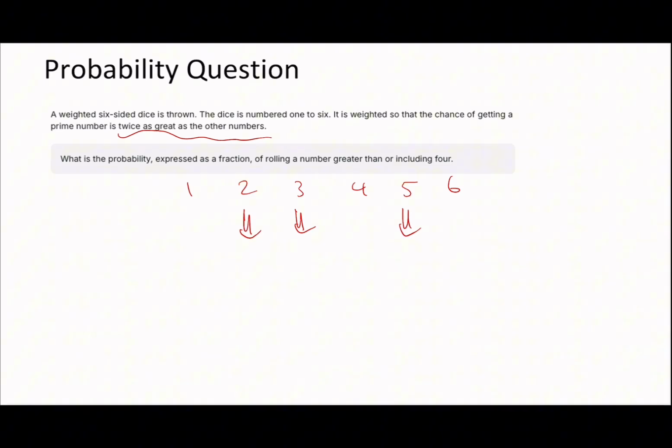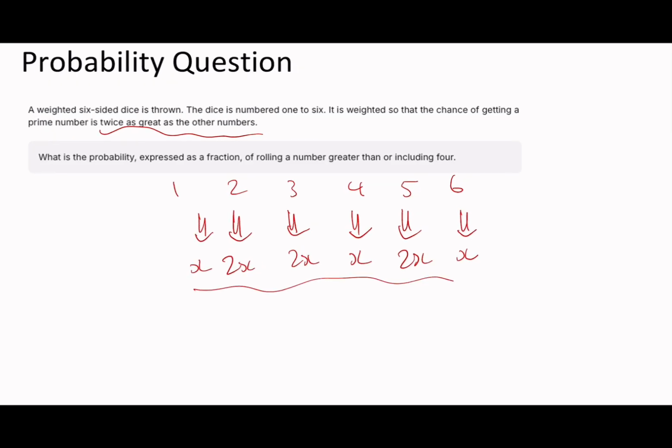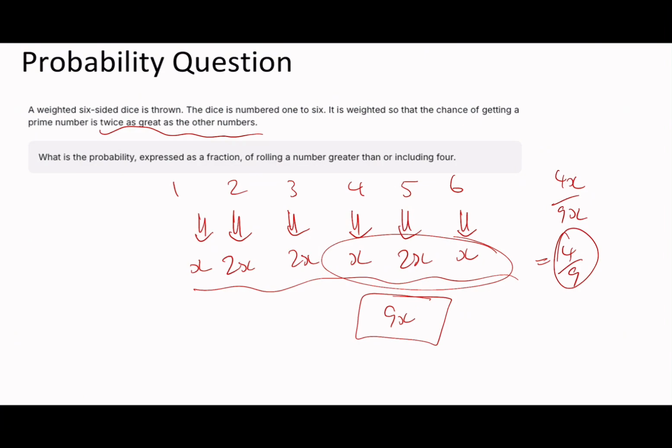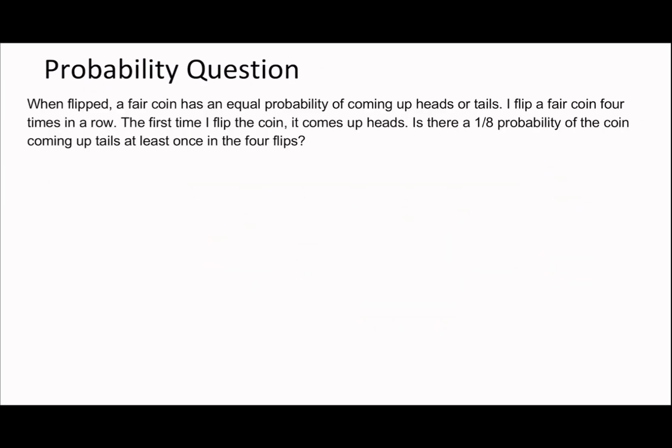So what's the probability, expressed as a fraction, of rolling a number greater than or including a 4? The chance of getting a prime number is twice as great as the others. So in total, if we add up all of these x's, so 2x, 2x, 2x, x, x, x, it's 9x in total. So 9x is the total amount of chance that we have. So the probability of rolling a number greater than or including a 4 is going to be x plus 2x plus x, which is 4x, divided by 9x, which is going to be 4 ninths. Okay, so not too bad of a question. So the answer here is 4 ninths.